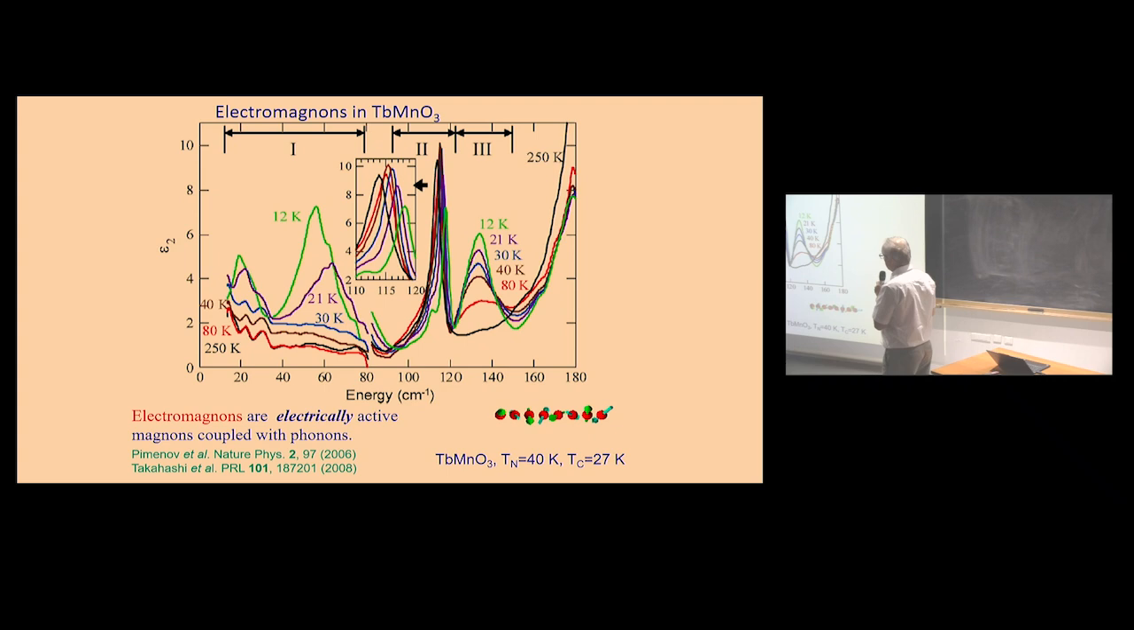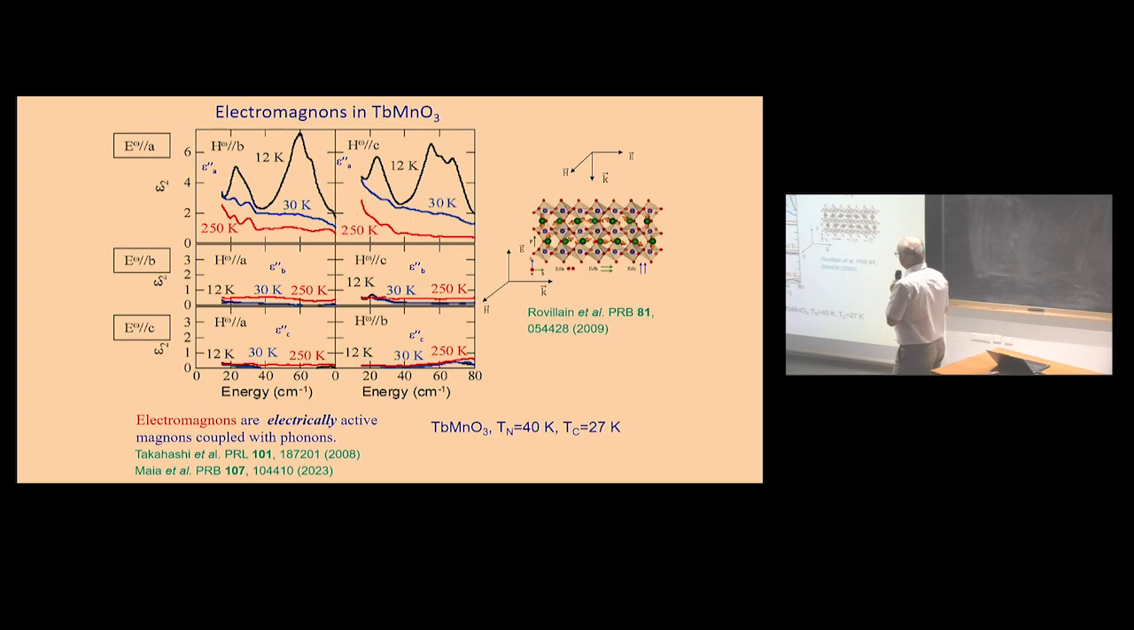So what happens here? It is an electrically active excitation because this phonon strength decreases on cooling, and the strength is transferred to these two excitations. So this is evidence for electrically active excitation. There is even a crystal field excitation as well. And why do they claim that it is an electromagnon?